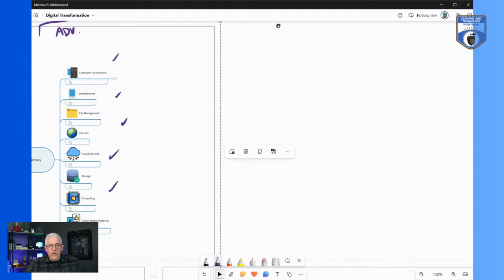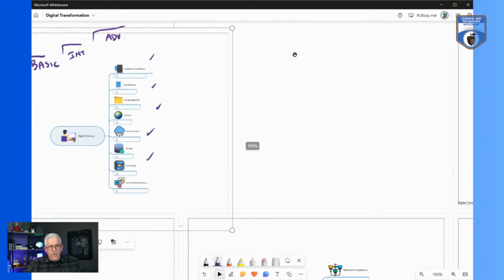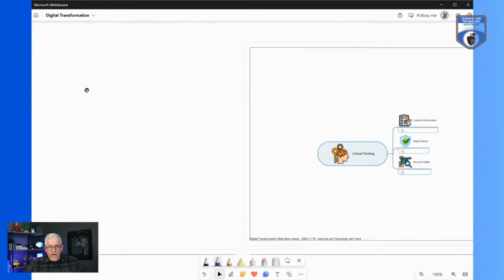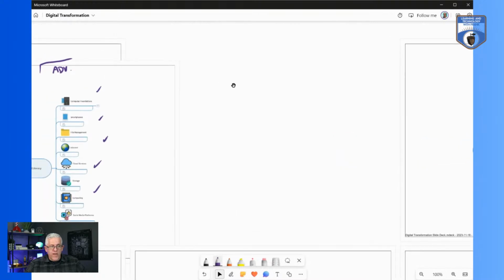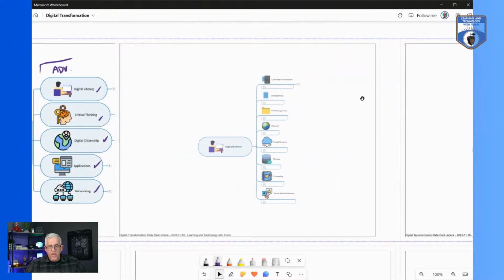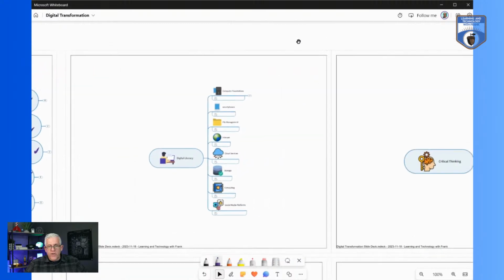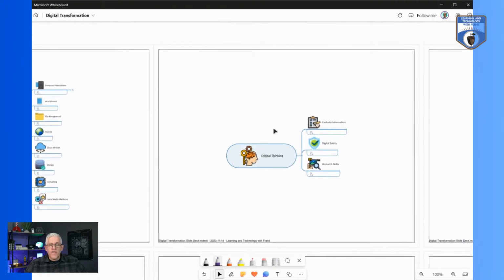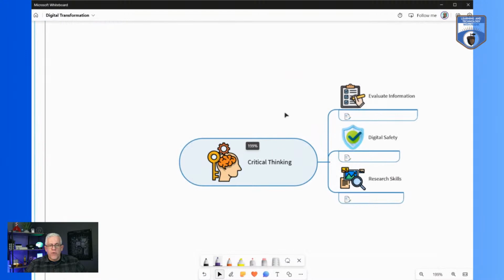We can also take a look at another area, which is our critical thinking skills. Let me just move this back here. This is an area that we're seeing more and more literature come out on and a lot more people talking about. And that is the ability to intelligently evaluate information.